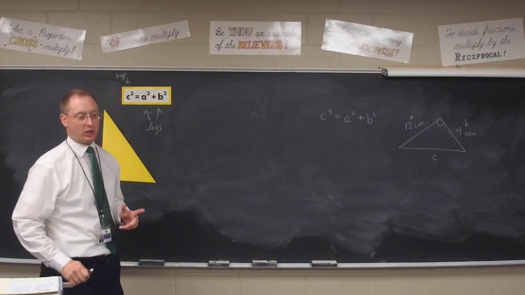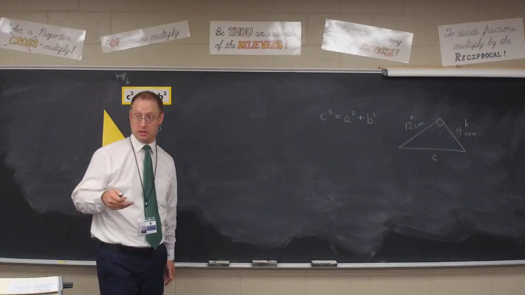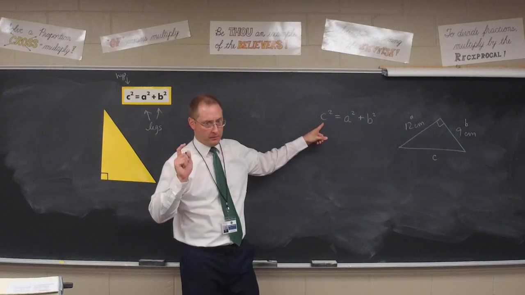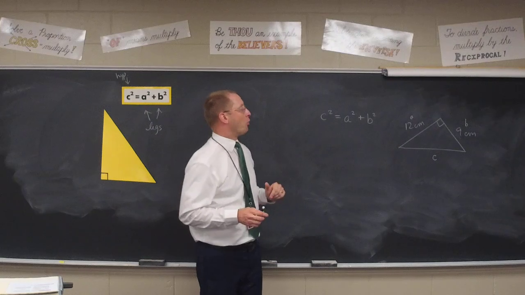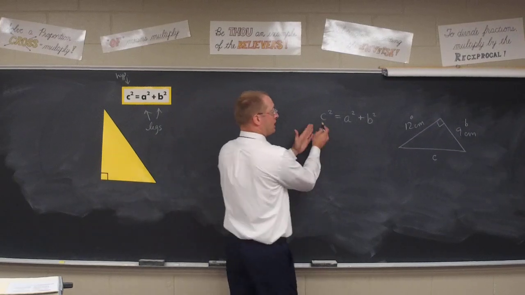Let's try it from the get-go here, class. What's the Pythagorean Theorem? C squared equals A squared plus B squared, where the letter C, class, is the hypotenuse. The A and the B are the legs. Which side do I not know? I don't know the hypotenuse, so I'm just going to keep C squared.